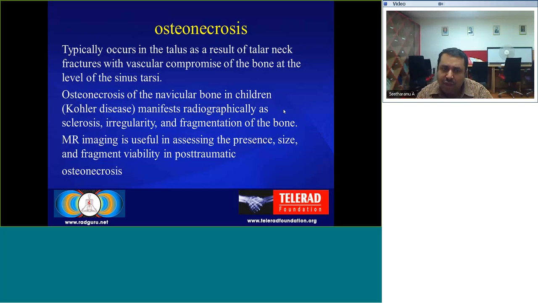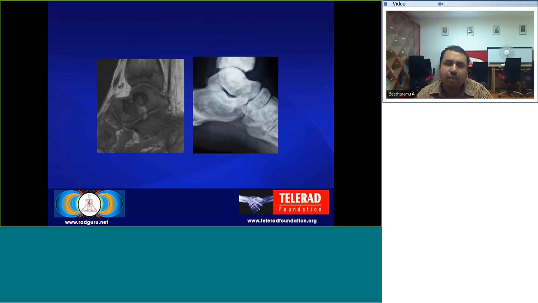The main use of MRI is to assess the integrity and viability of the fracture fragments. So, this is a T1 axial image demonstrating a focus of osteonecrosis, which is seen on the X-ray as an increased density sclerotic lesion. Here it is seen as a sclerotic lesion with a well-defined rim.